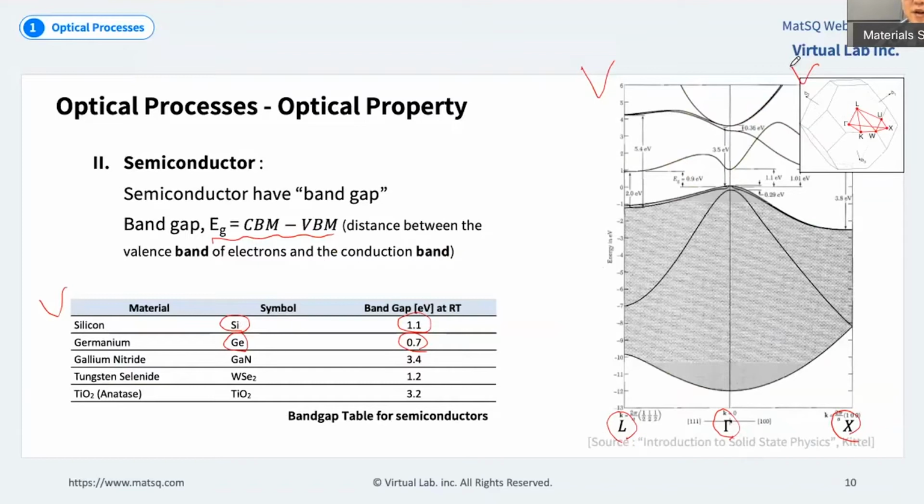Okay. So germanium is a face-centered cubic structure, so the first Brillouin zone looks like this. You can see gamma is the zone center, and L is here, and X is here. So in this figure, we plot L to gamma and gamma to X, right? So germanium has an indirect band gap of 0.9 eV. The valence band maximum is located at gamma, and the conduction band minimum is located at L.